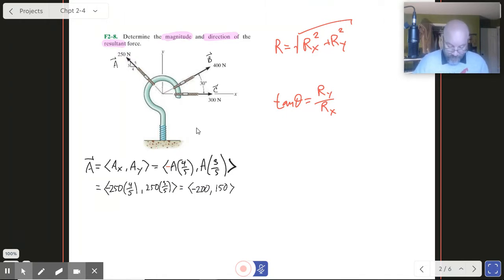Now I have to do the same thing for vector B. Okay, so vector B, we're going to have Bx comma By.